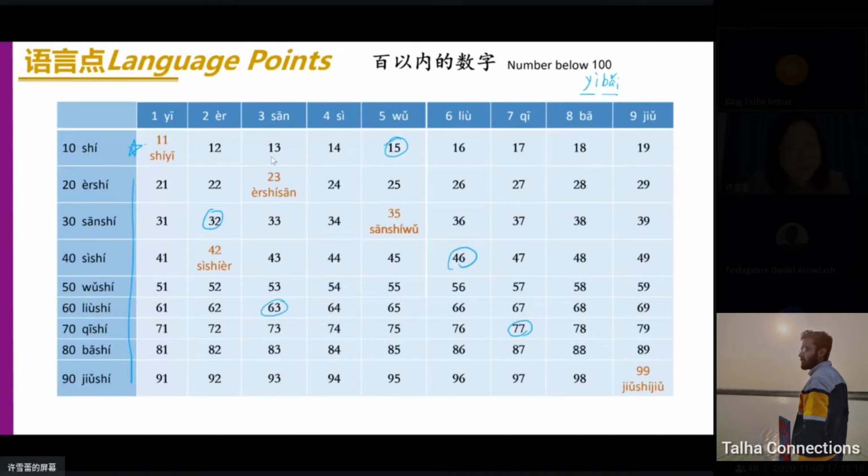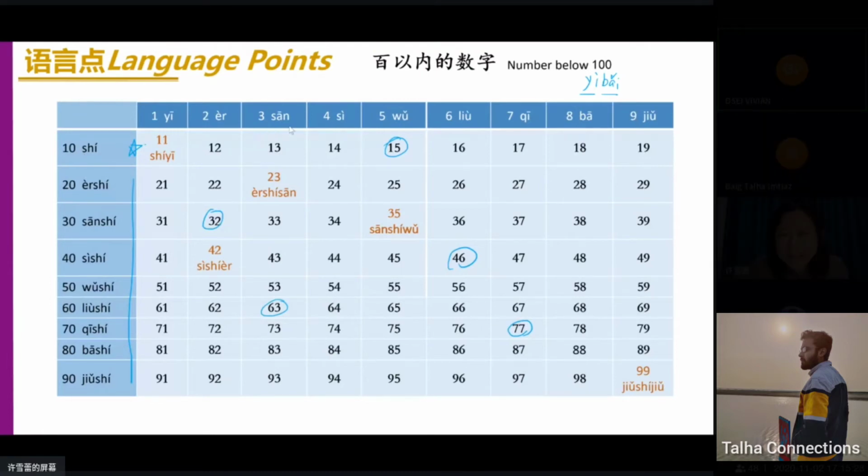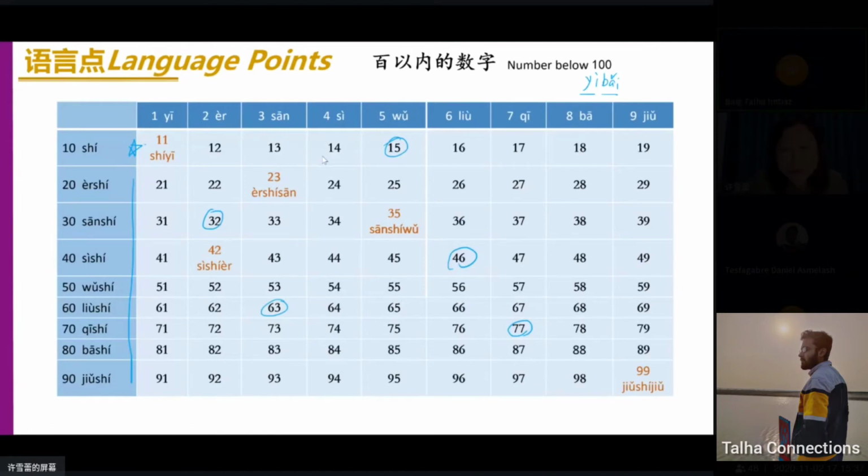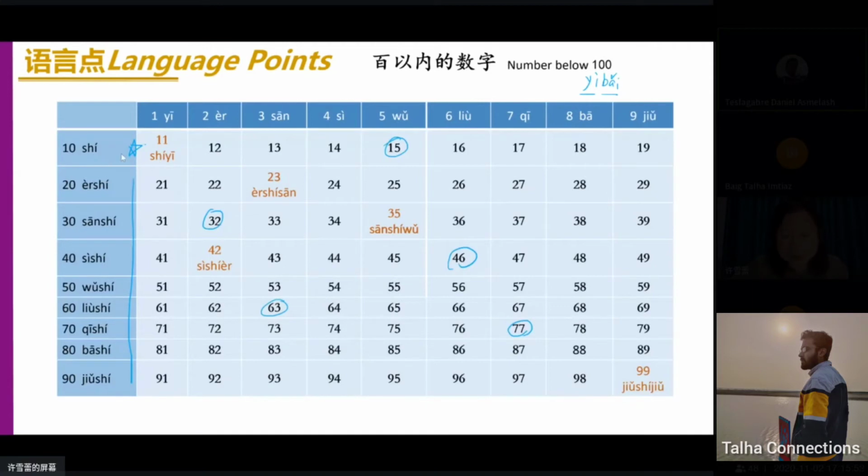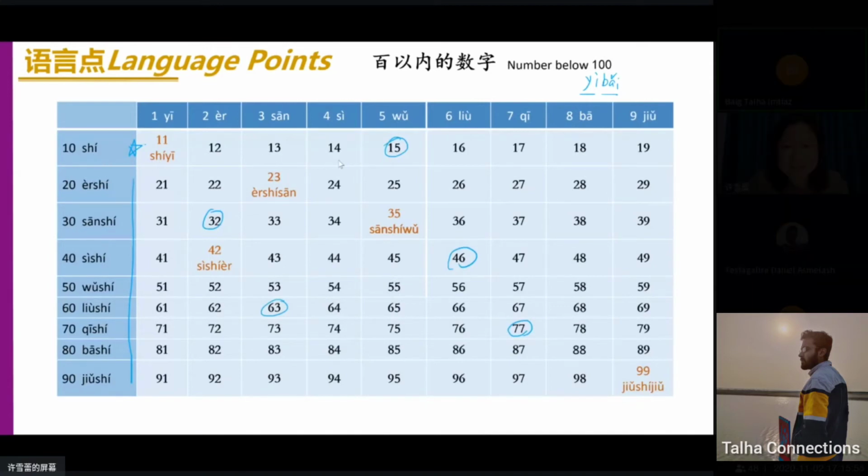So you tell me how to read 13. 13. Good, very good. 13. Yes, very good. Then 14. 14. Now what about the next one?